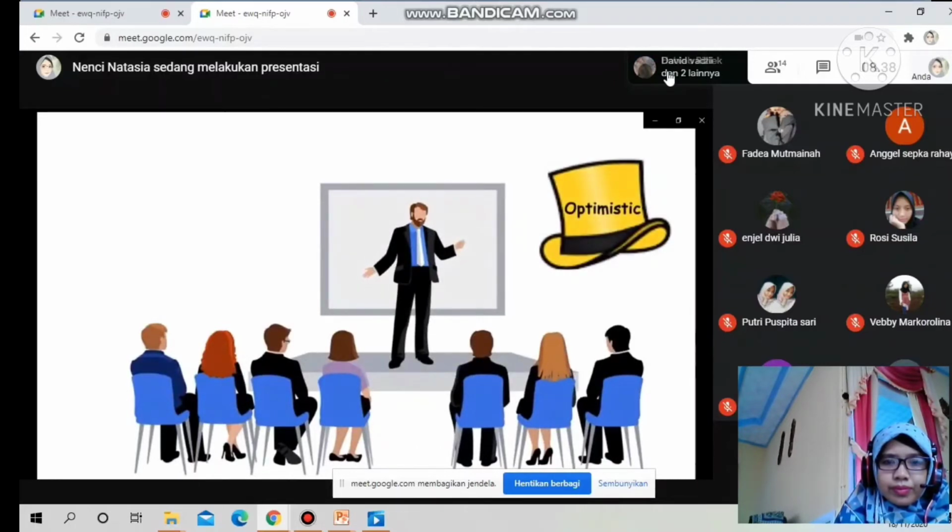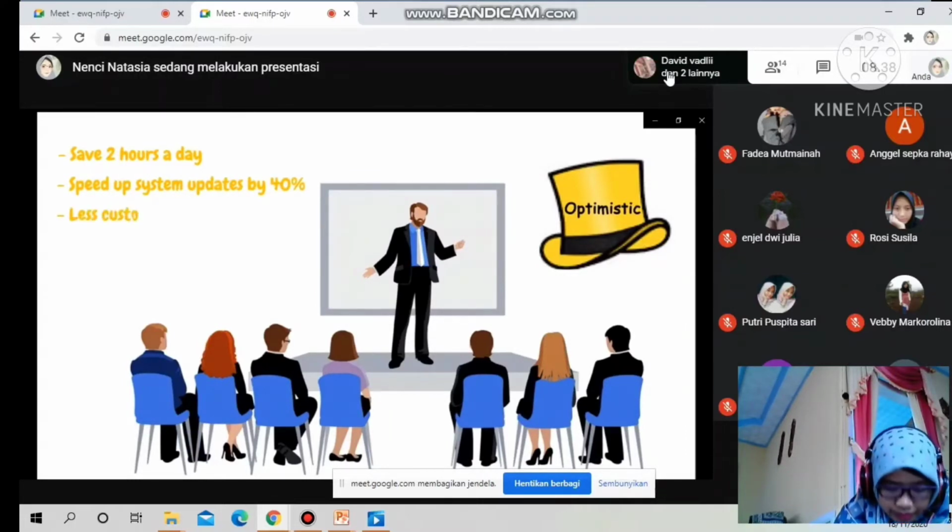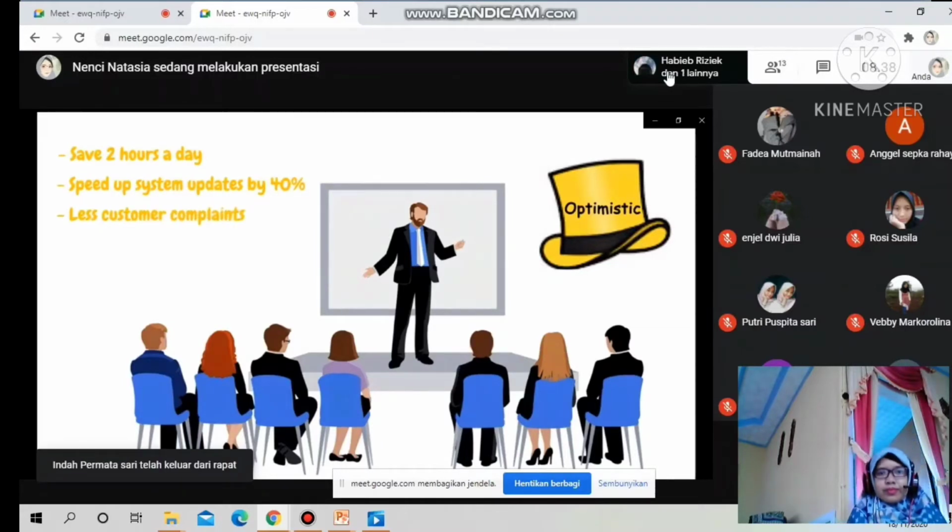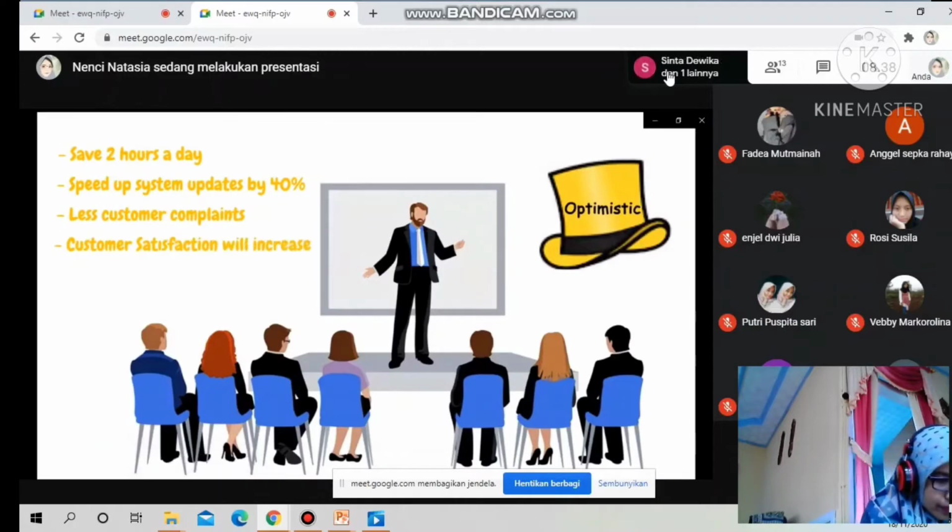After that, everyone will be using the yellow hat for optimistic thinking and express the benefits of the idea. We would save 2 hours a day when we don't enter orders manually anymore. We would speed up regular system updates by 40%. We would receive fewer customer complaints which were caused by wrong deliveries. Customer satisfaction will increase. We will save approximately $60,000 from returns and chargebacks.